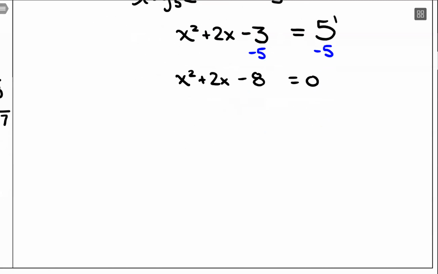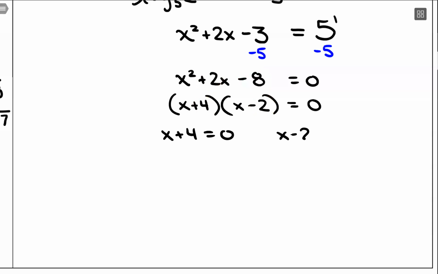And then this is nice and factorable. So I'm going to factor for an x plus 4, x minus 2. Again, those two numbers multiply to negative 8. Positive 4 minus 2 would give us positive 2. Okay. So with that, we get x plus 4 equals 0, x minus 2 equals 0. So x is going to be a negative 4 or a positive 2.